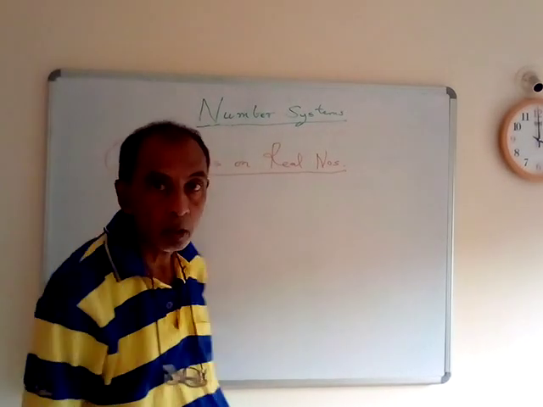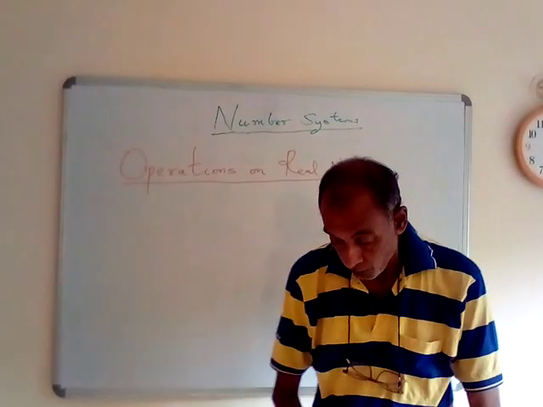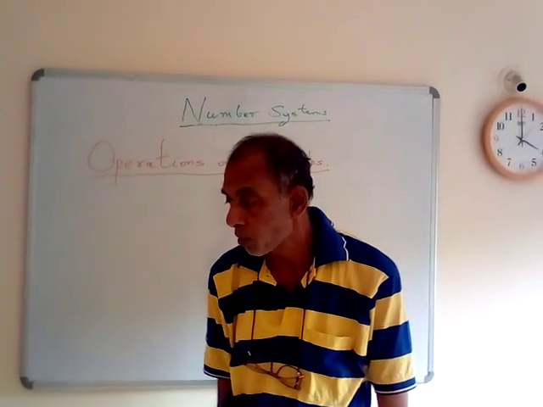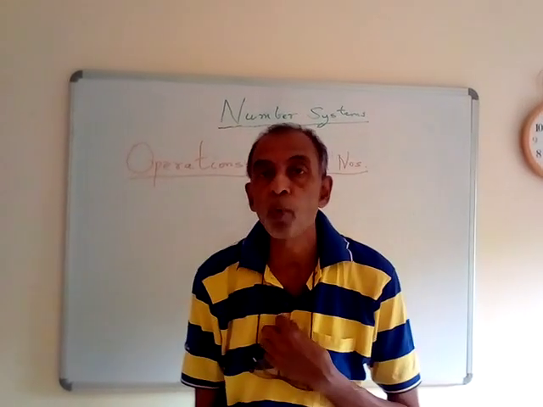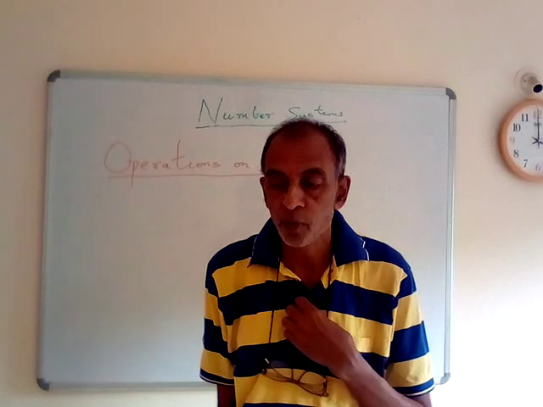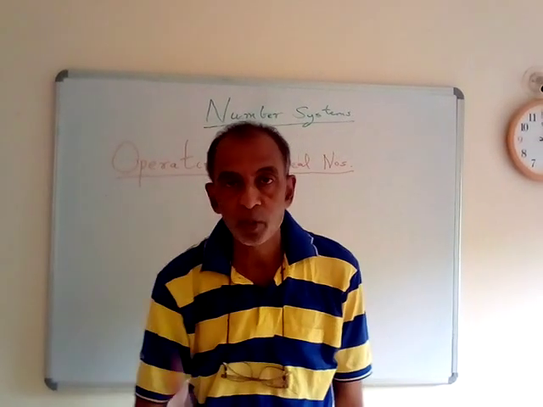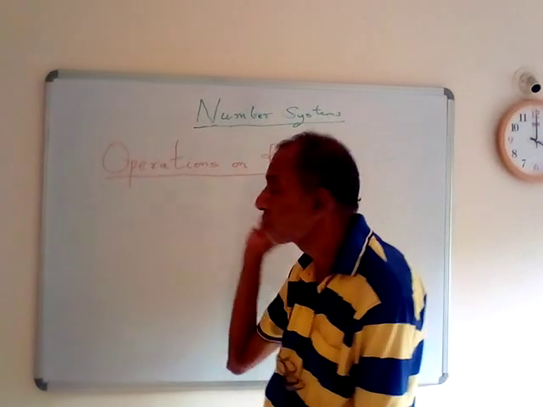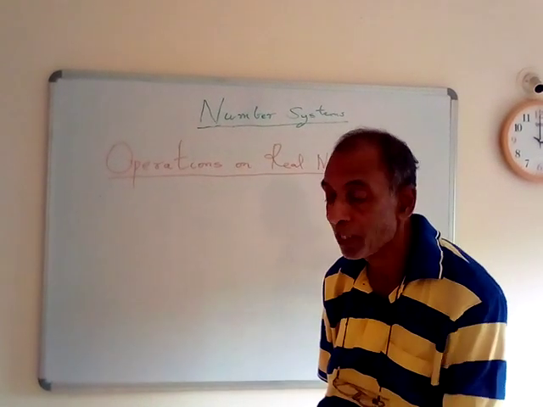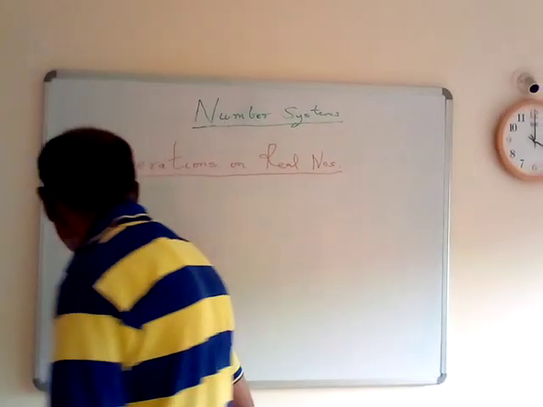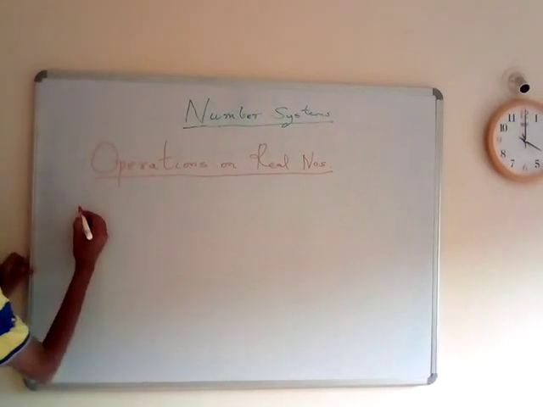Operations on real numbers. So under this, first we'll see there are about 5 to 6 important points which have to be taken into consideration when we solve problems related to operations on real numbers. So let's see what those points are. Now first is 1.